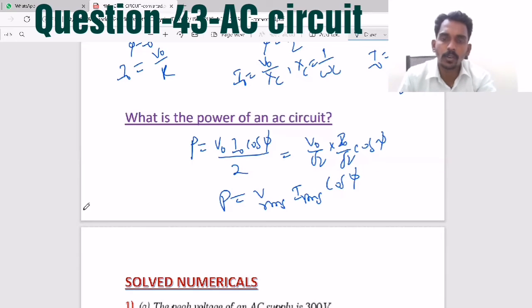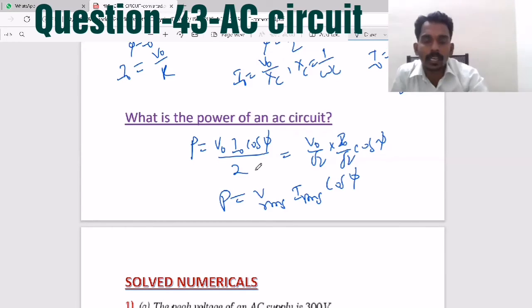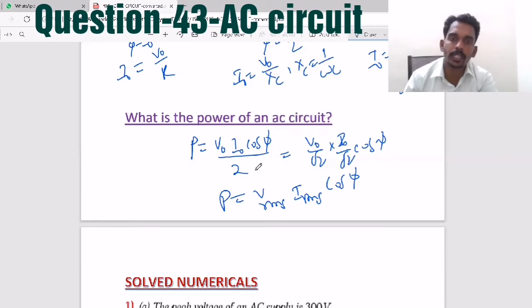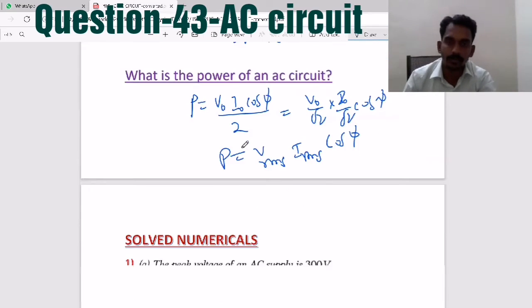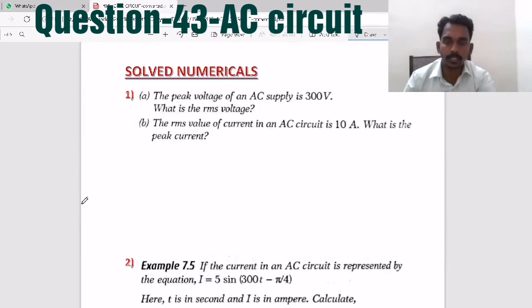But here only pure capacitive, pure inductive and pure resistive circuits, and how the alternating current will be generated, what is its amplitude, what is the phase difference, and what is the power dissipated in each circuit. In case of pure capacitive and pure inductive, the phase difference is pi by 2, so the power dissipated is 0. Let's see the questions based on whatever we have discussed.